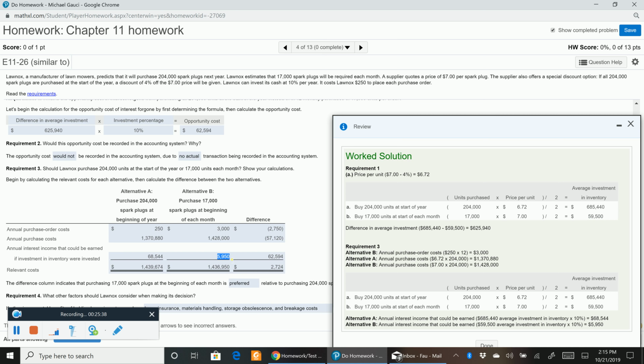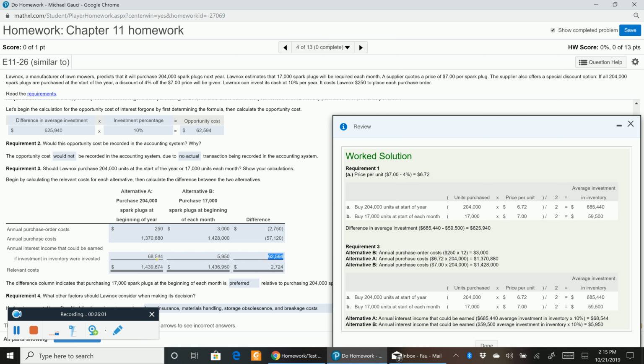Well, the opportunity cost is a lot smaller. Remember the difference between the two, $62,594? We calculated that up here in number 1. All right, so that doesn't go away. But this is what I'm showing you. Even though the opportunity costs are not recorded in the journal entries anywhere, we need to consider it when we are choosing amongst our alternatives.